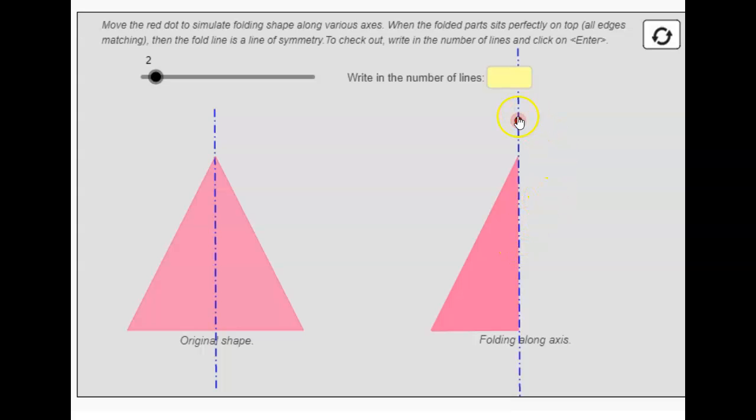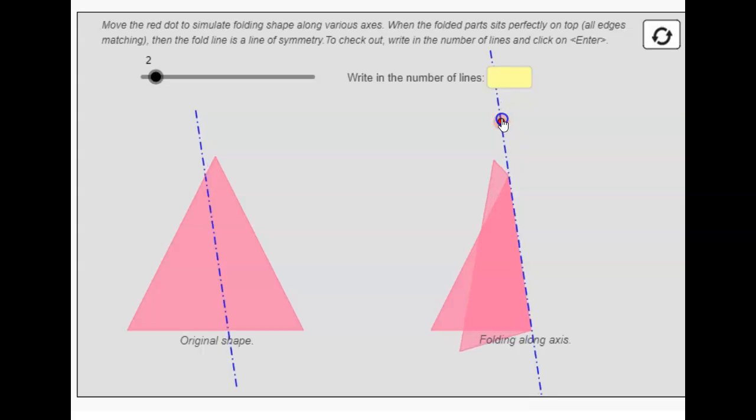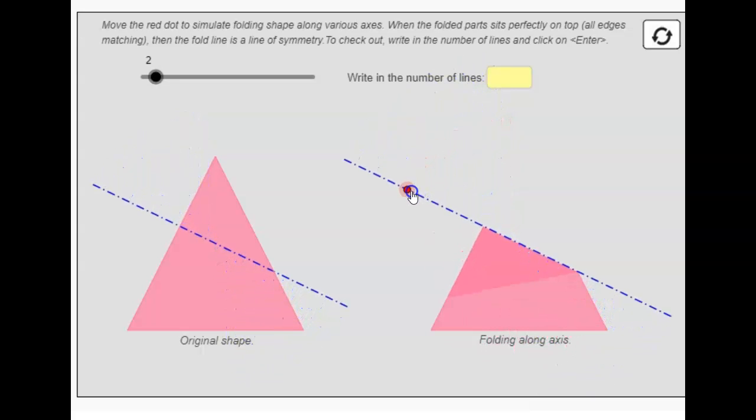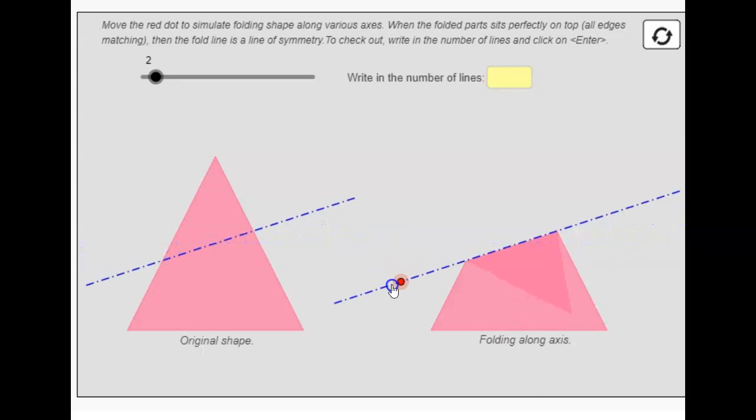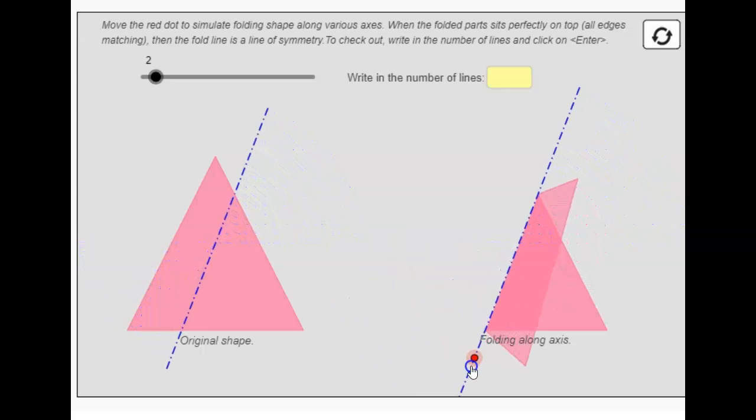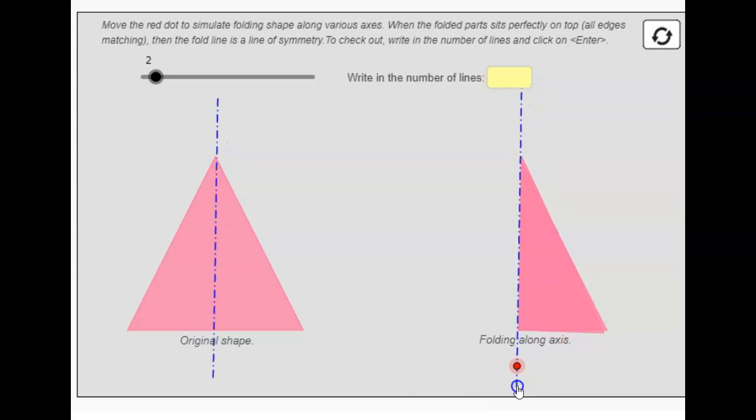Okay, I'm going to go ahead and start rotating by moving to the left, and nothing's matching, or the edges aren't matching, they're not sitting perfectly on top of each other. Oh, there we go. Okay, that looks like it's another line of symmetry, but if I look over here, that's the exact same line that I had when I started. So that's not another line of symmetry. That's still one line of symmetry. So far I have one line of symmetry.